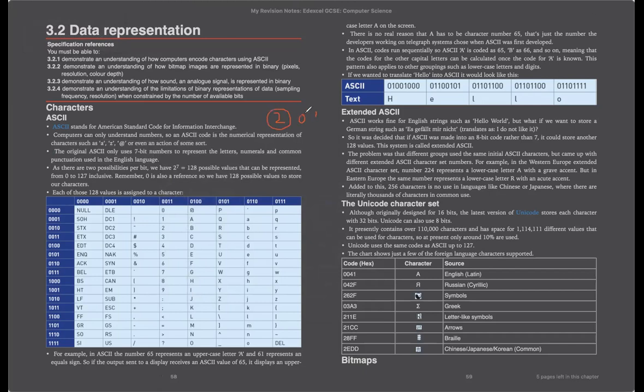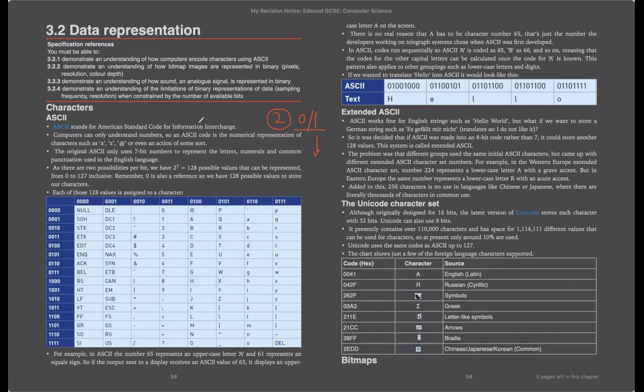And 1. These two values are called binary. What are they called? Binary. Okay, so they are called binary.